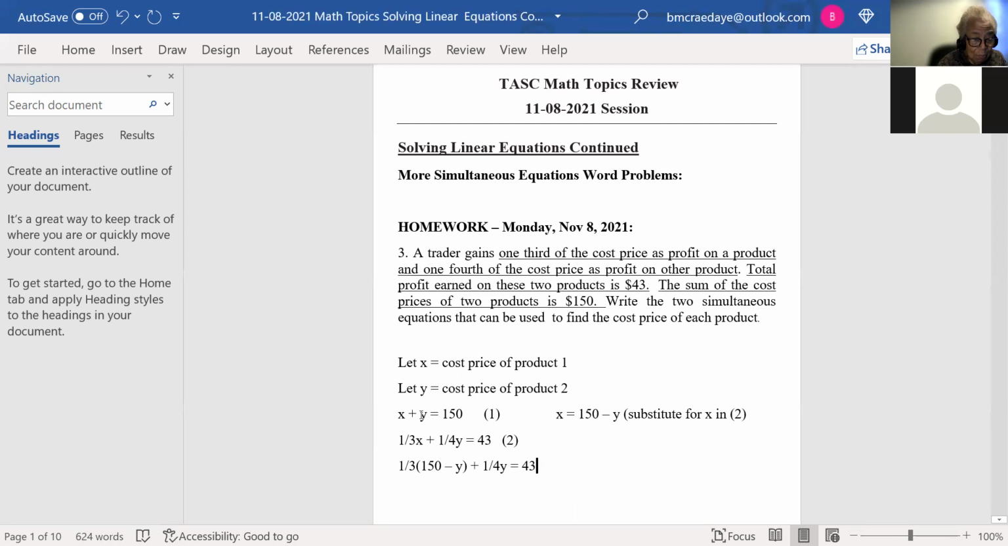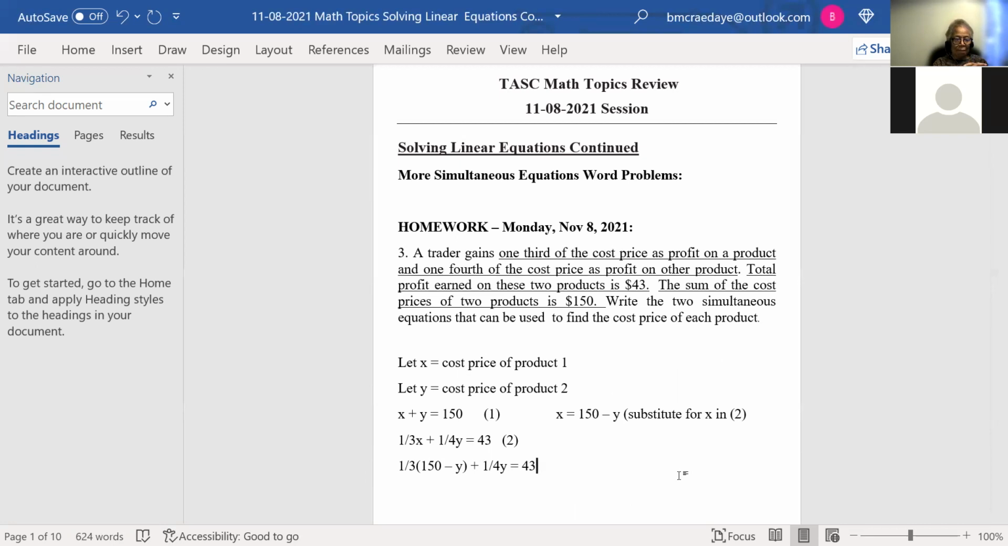We would take this equation 1, subtract Y from both sides, that becomes 150 minus Y, substitute that X value here. That's why we have 1/3 times 150 minus Y. Now you'd have just Y left. So you can do the arithmetic and solve for Y, and then use number 1 to solve for X. Got it?